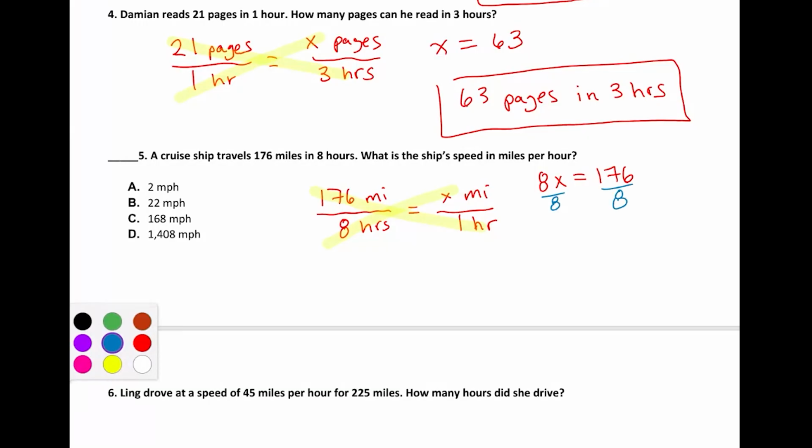And don't feel bad about using the calculator here. Even Mr. Schuler's doing it. I get 22. So x is 22. And let's not lose track of our units here. The ship's speed in miles per hour is 22 miles per hour.